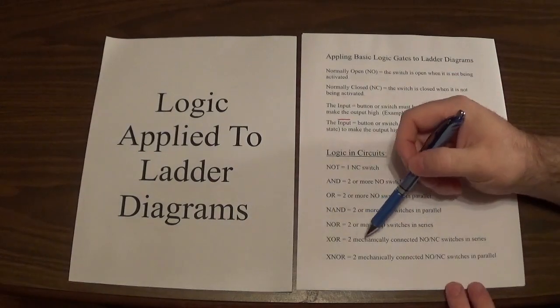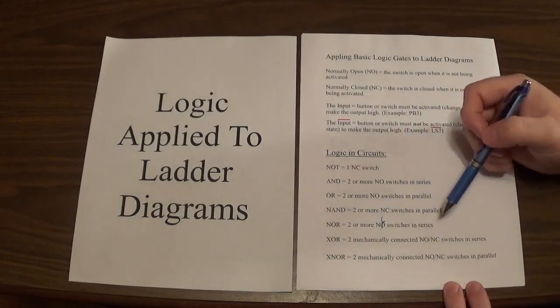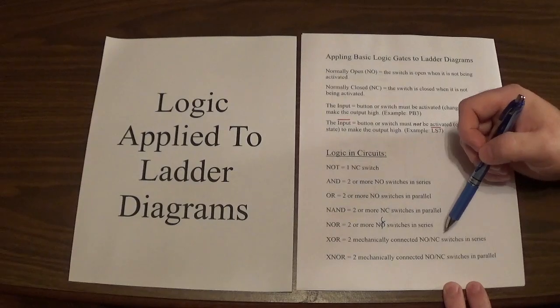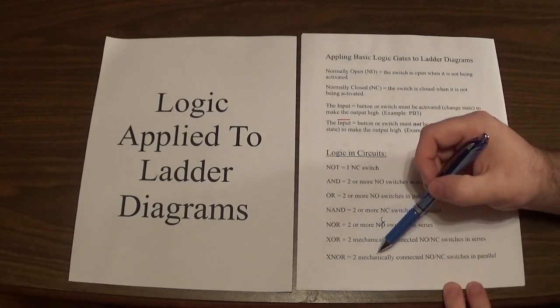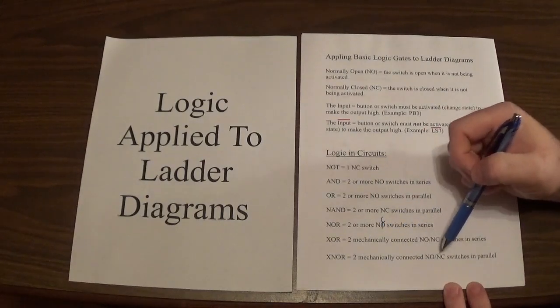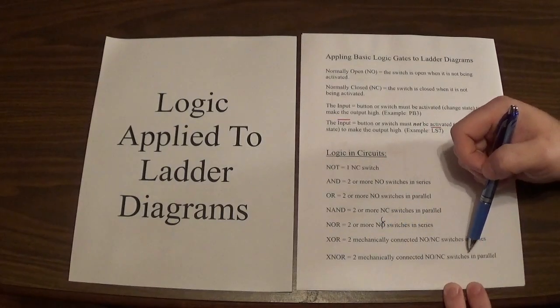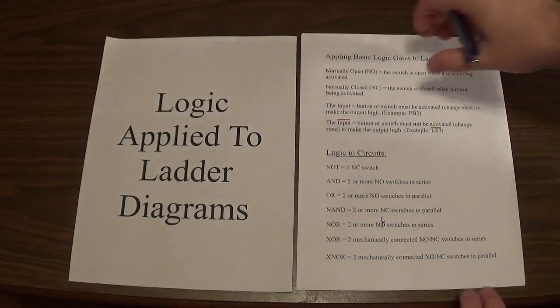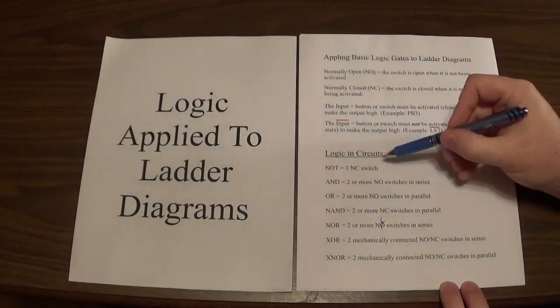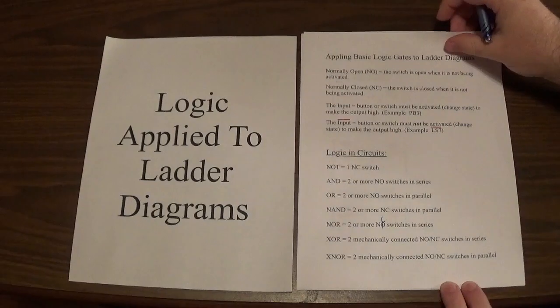So for the exclusive OR, you have 2 mechanically connected, normally open and normally closed switches in series. And for the exclusive NOR, 2 mechanically connected, normally open, normally closed switches in parallel. And that probably makes no sense at the moment, but when you see the application, it will. Okay, but that is your connections that you're looking for.